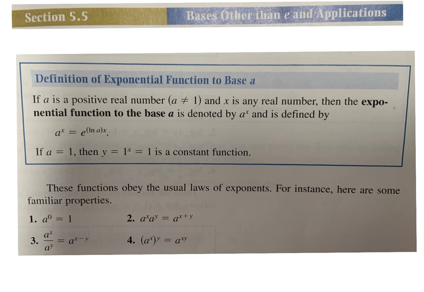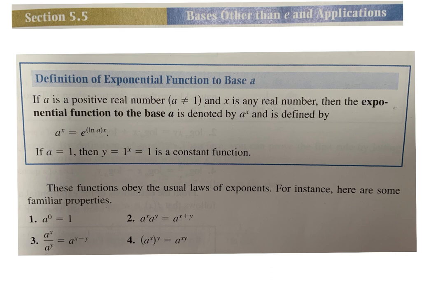Now let's look at exponential functions with bases other than e. So let's first look at the definition. If a is a positive real number and a does not equal 1 and x is any real number, then the exponential function to the base a is denoted by a to the x. So here we have a to the x equals e to the natural log of a times x.